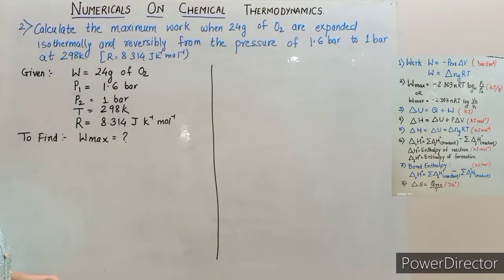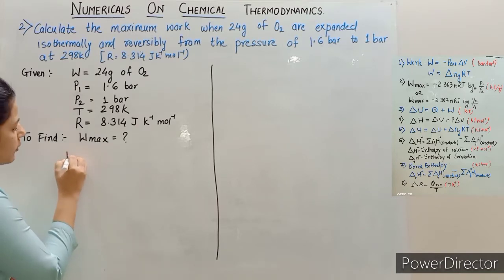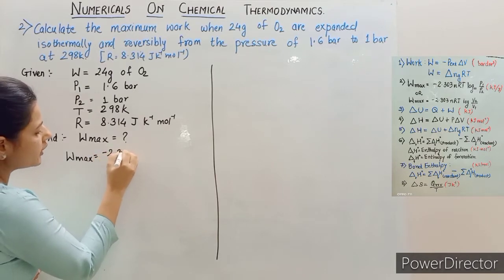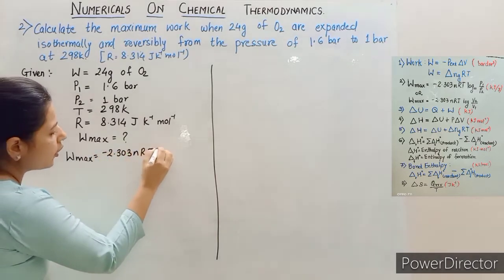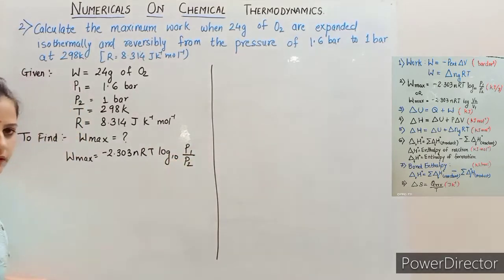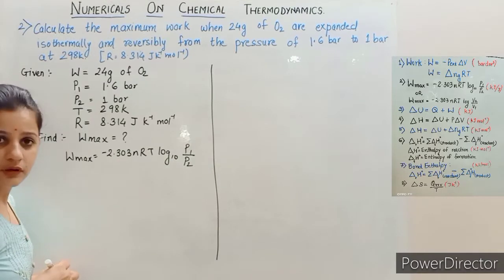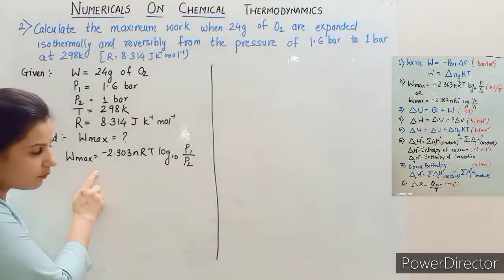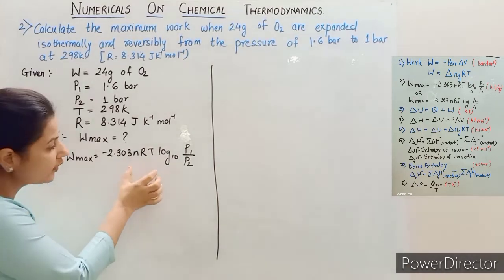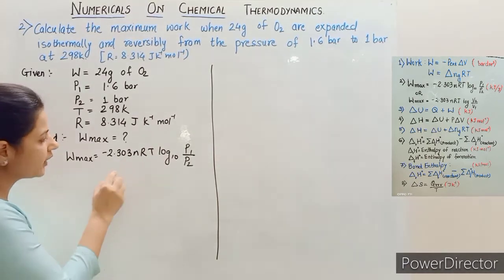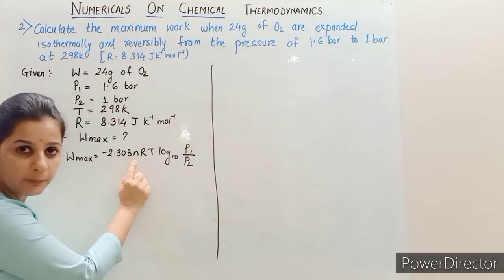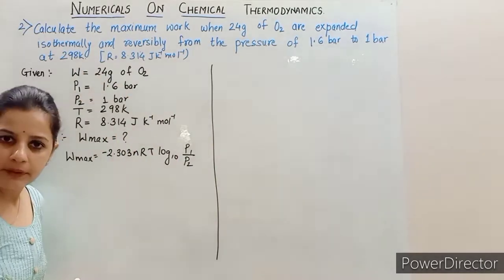Now in this case we know that the formula for W max is minus 2.303 nRT log to the base 10 of P1 upon P2. We know that this formula is for W max. We have to calculate W max. Now first let us see what things have been given. We have to find W max, but the first thing we see here is n, the number of moles. The value of number of moles is not given here.